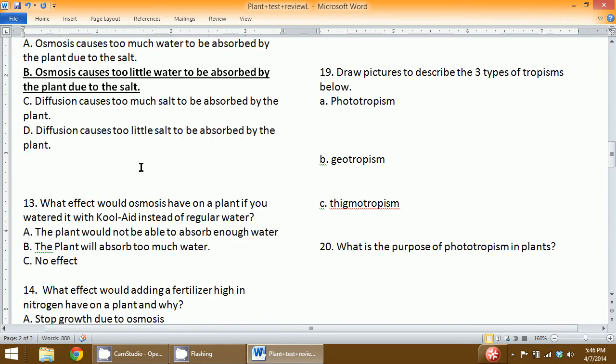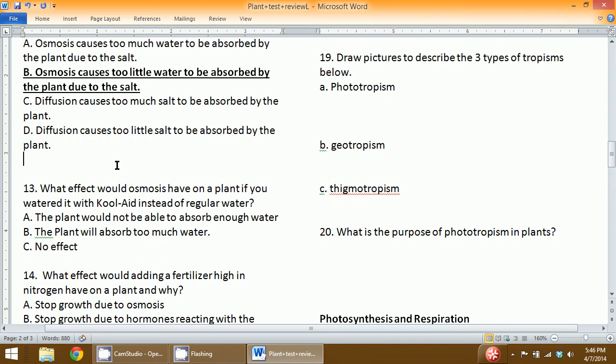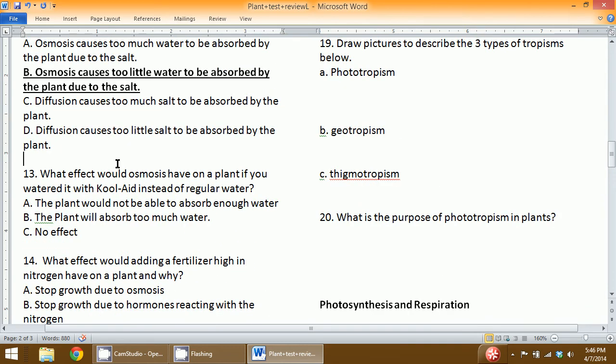Alright, let's delete that and move it up a little bit so I don't mess up the spacing too much.